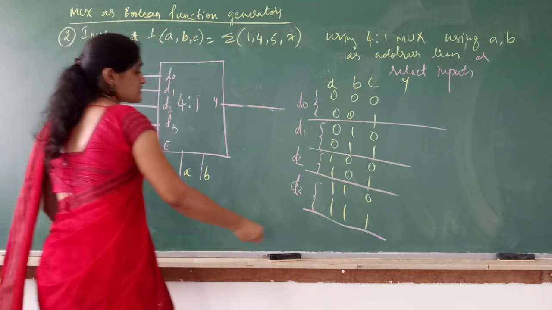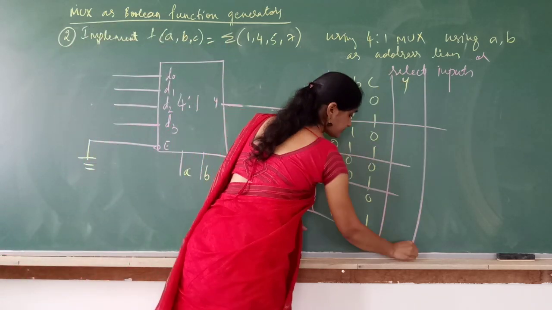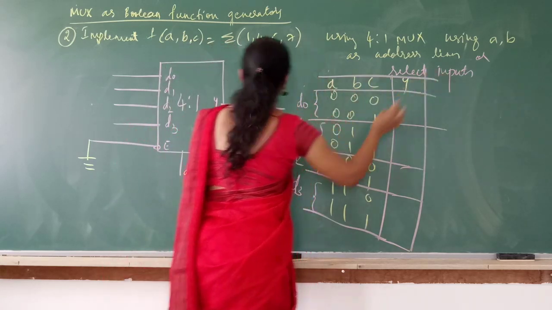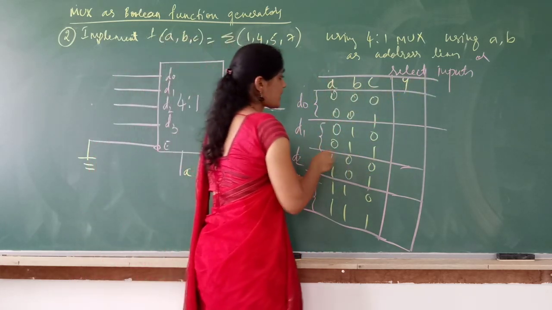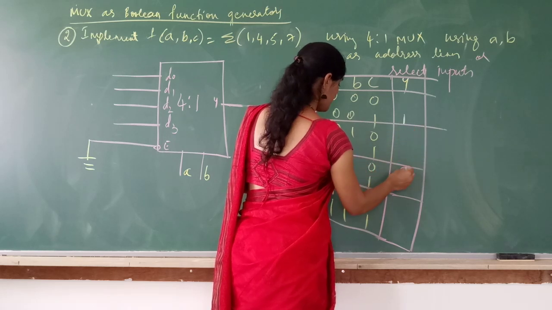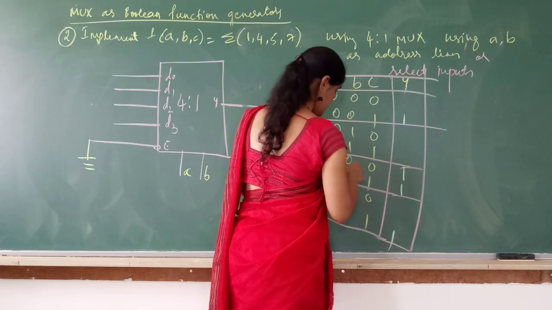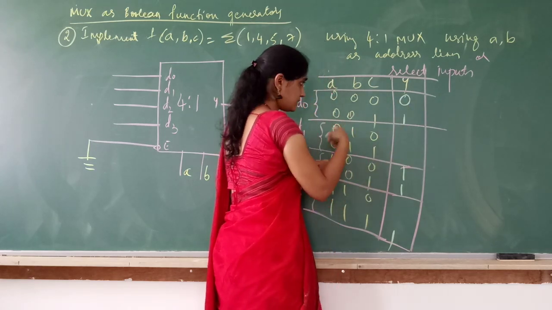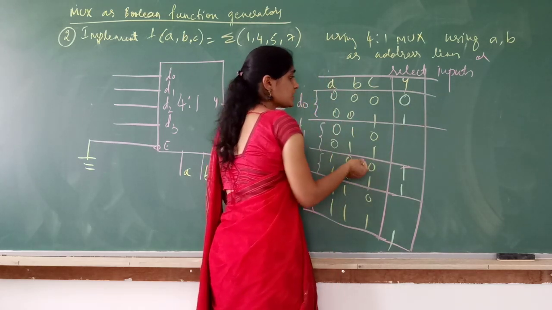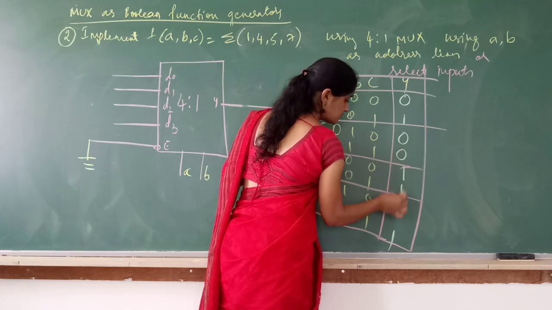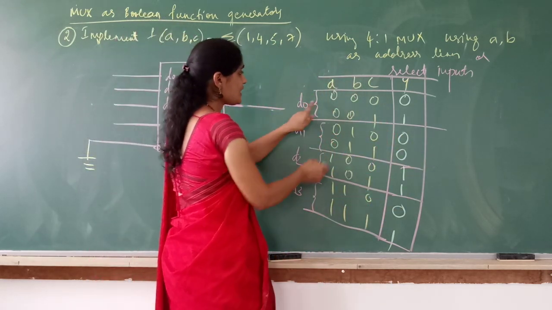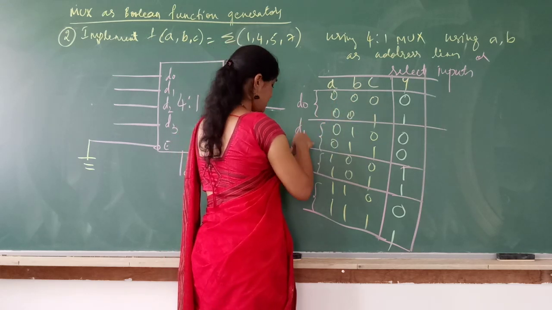Now write the min terms. So what are the min terms we have? 1, 4, 5, 7. Write 1, 4, 5, 7. For the other input combinations, the output is 0. Fine. Now AB is 0, 0 for these two combinations.